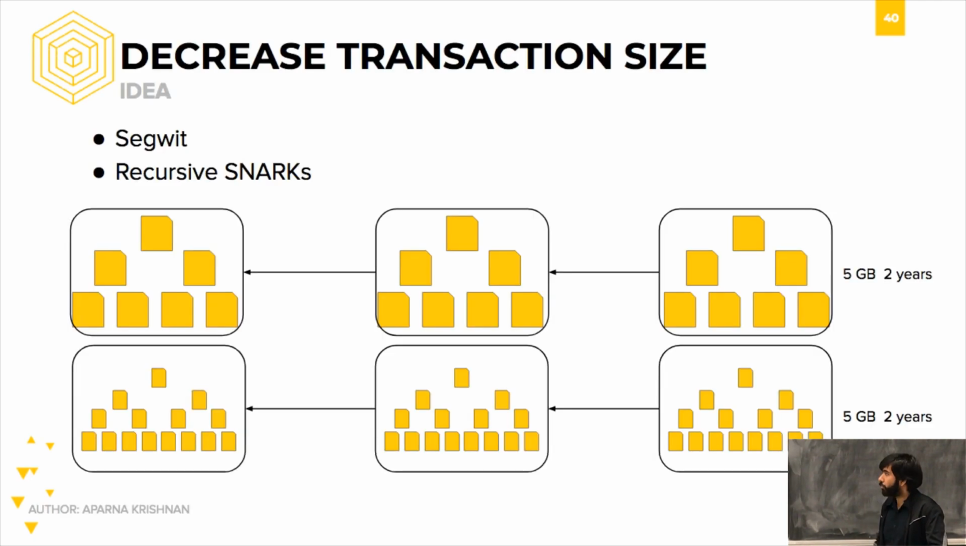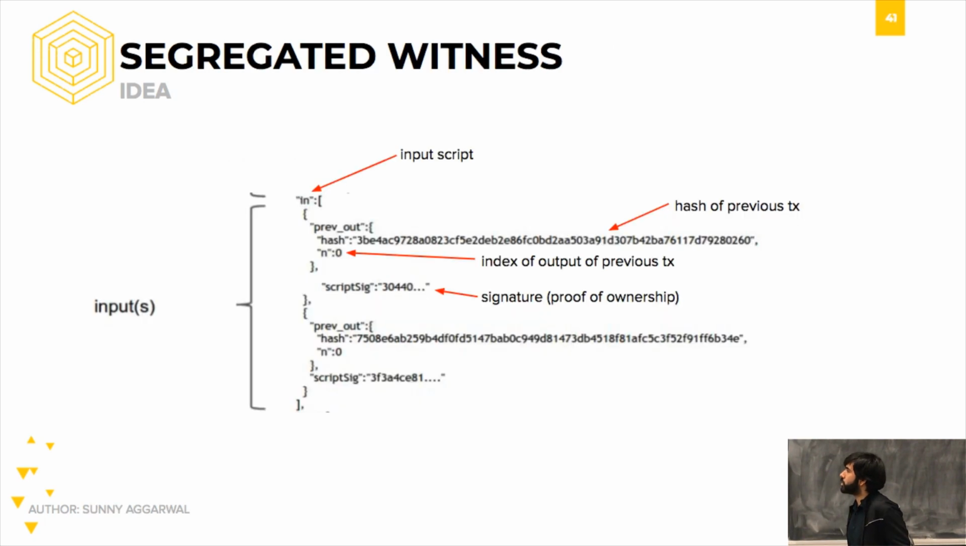All right, so there's a couple of approaches that allow us to decrease the size of the transactions. The first one being SegWit, or segregated witness, and the second one being recursive SNARKs. I'm going to go slow here because both of these are a little bit complicated, so please feel free to ask questions. I highly encourage it.